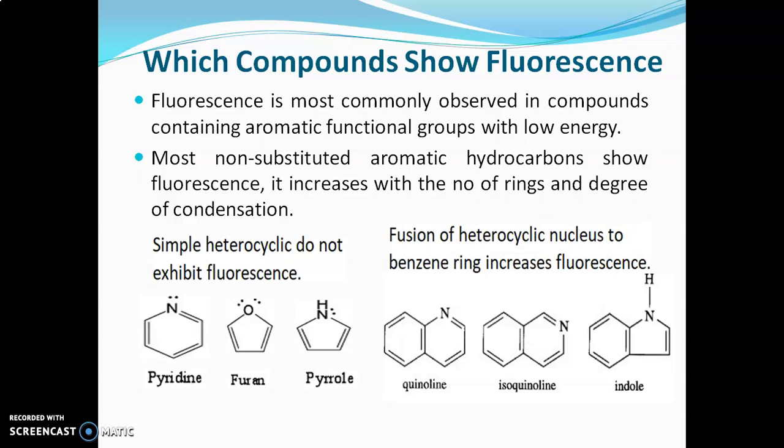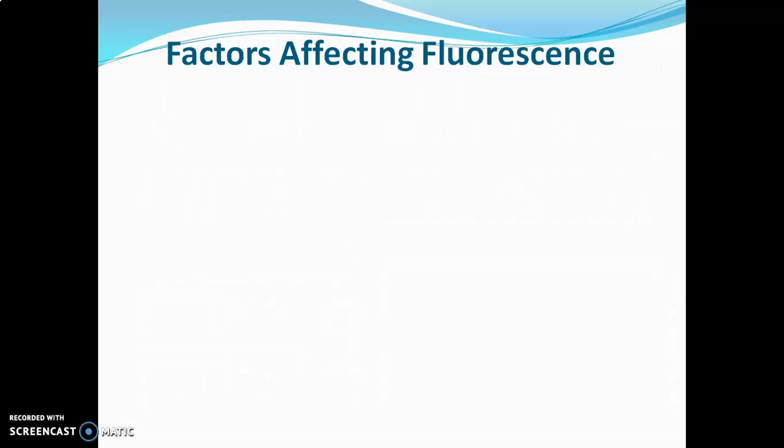But when fusion of these heterocyclic nuclei with a benzene ring occurs, they show fluorescence. Like pyridine condensed with a benzene ring becomes quinoline or isoquinoline. Then they show fluorescence. In the same way, indole also shows fluorescence, which is condensation of a benzene ring with pyrrole.